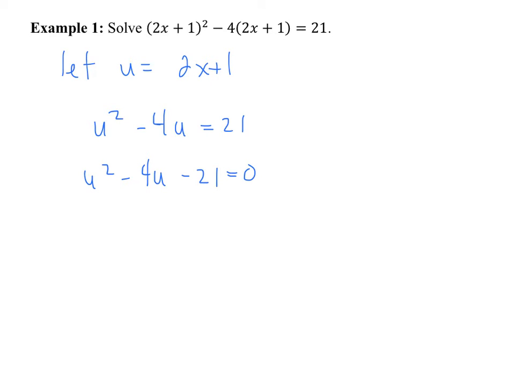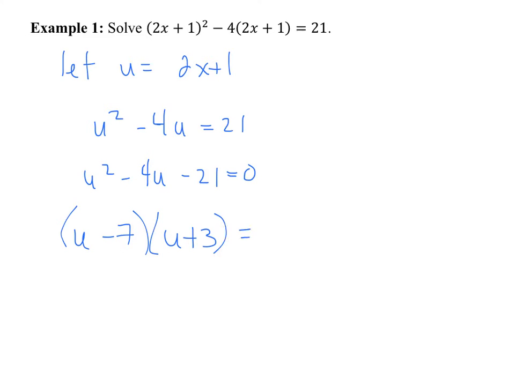Now, you should be able to factor these, but if they couldn't be factored, you could still use the quadratic formula, get your two results, and then set those results equal to 2x plus 1. So you don't need to be able to factor to do this method, but here you can factor. Right, what do you get when you factor this? U minus 7 and U plus 3.